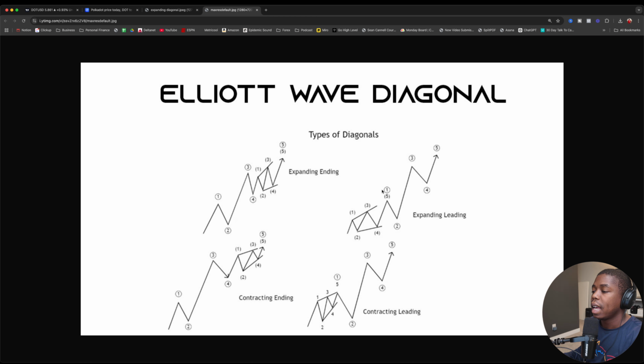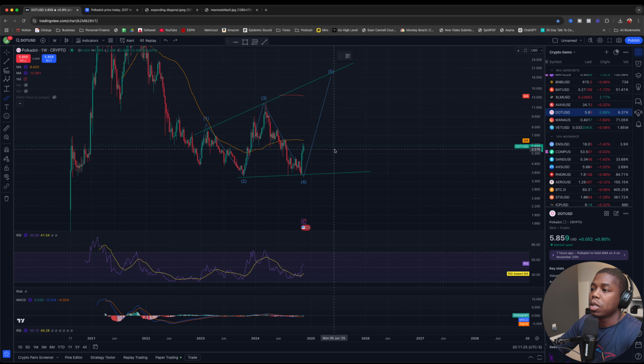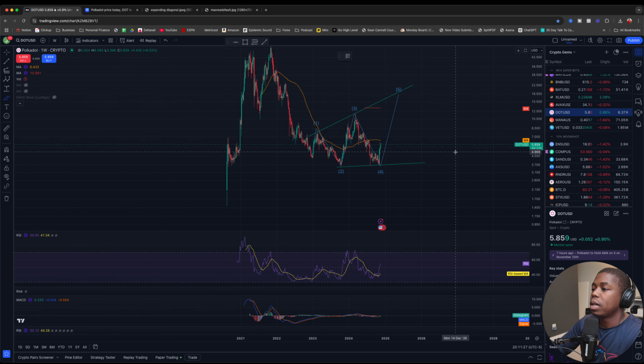That creates a wave 1 of a higher degree. And then we'll come down for wave 2, also of that same higher degree, and then we can see price continue to go up. I think that that's what's going to happen inside of this bull run. So if you're looking to get into Polkadot, this could be a very potent place.